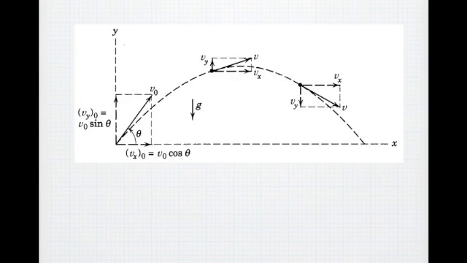Now, let's see this picture. Assuming that an object is launched at the origin with the velocity of V0 and the angle is theta, the components V0x and V0y can be written as V0x equals V0 times cos theta and V0y equals V0 times sine theta.